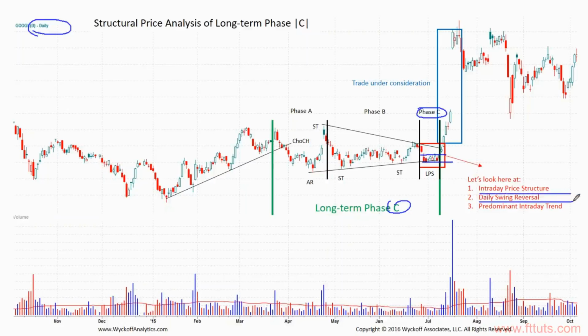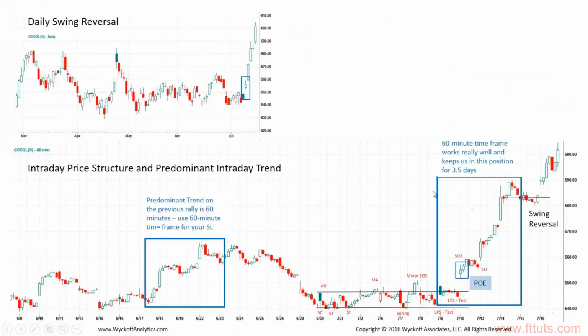We want to understand the daily swing reversal, and then we'll talk about the predominant intraday trend, which will help us to understand how we're going to use the stop loss. Still, the trade under consideration is all of this.